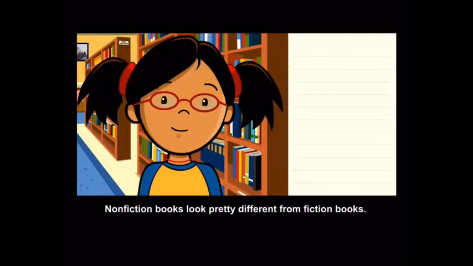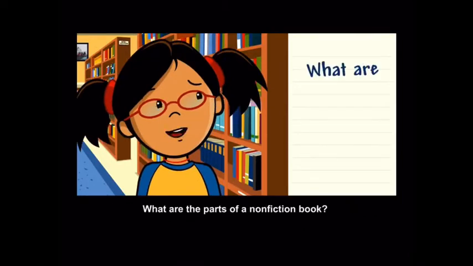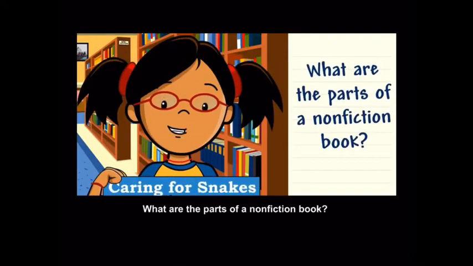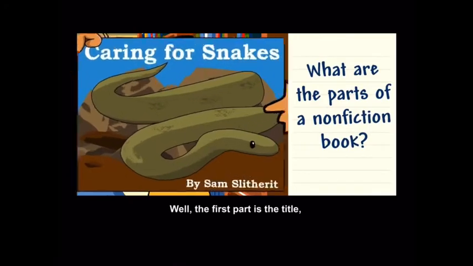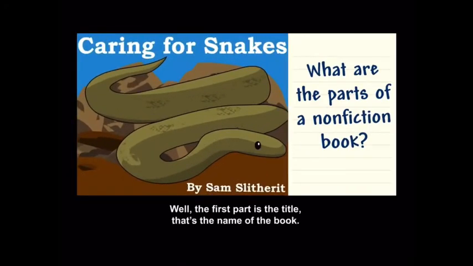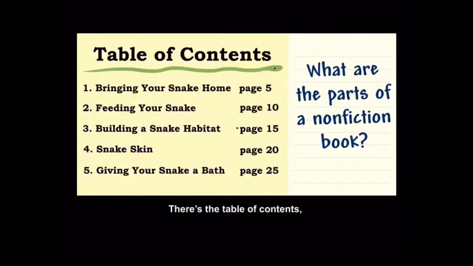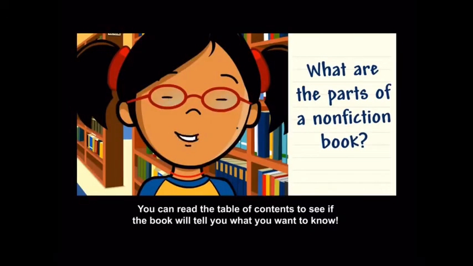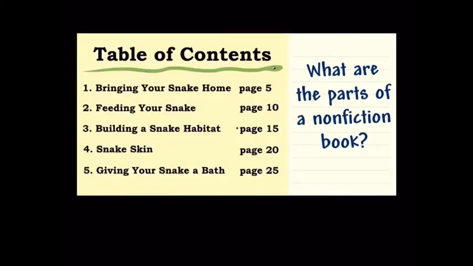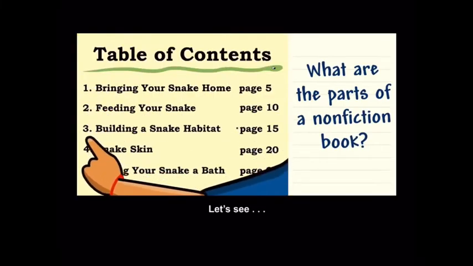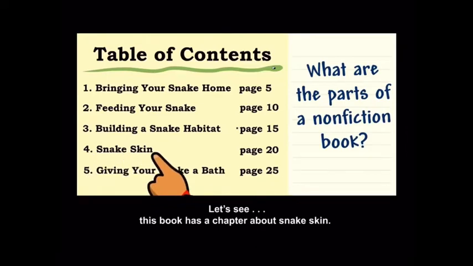Nonfiction books look pretty different from fiction books. What are the parts of a nonfiction book? Well, the first part is the title. That's the name of the book. This one's called Caring for Snakes. There's the table of contents, which lists all the chapters and what pages they're on. You could read the table of contents to see if the book will tell you what you want to know. Let's see. This book has a chapter about snakeskin.